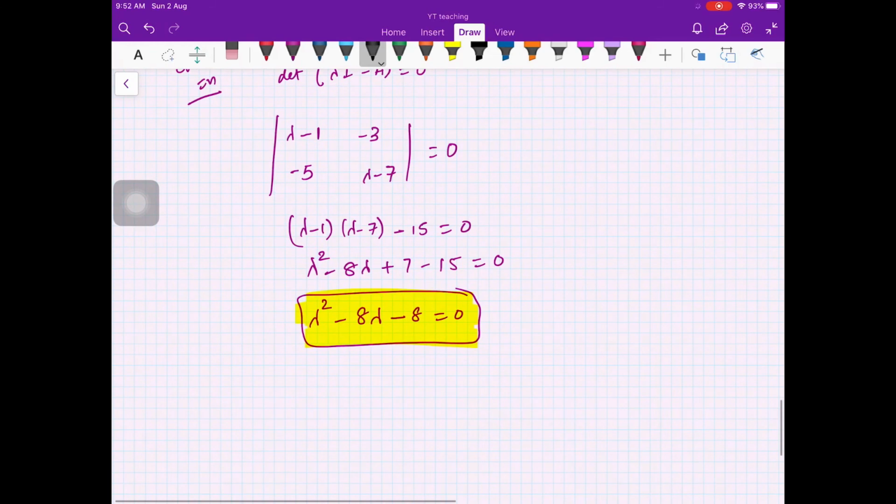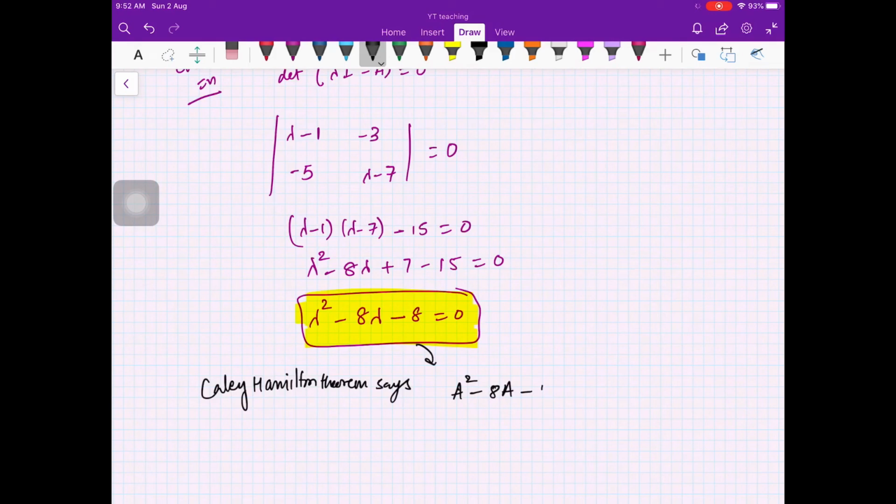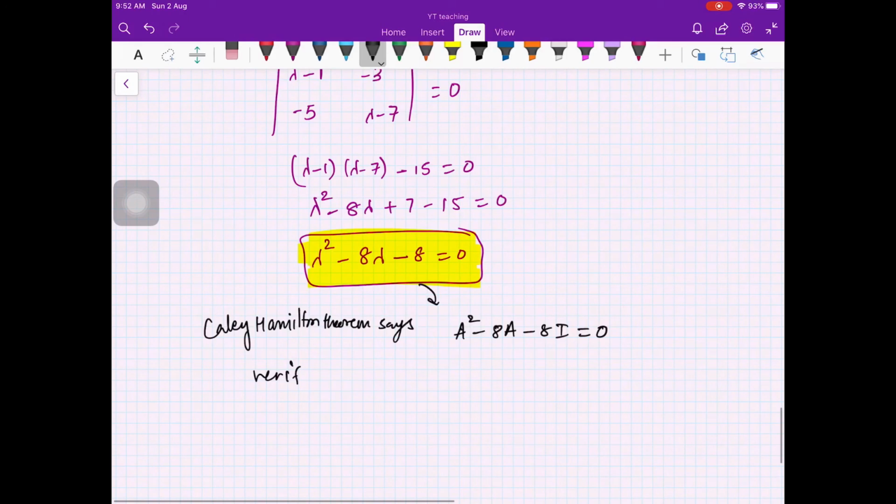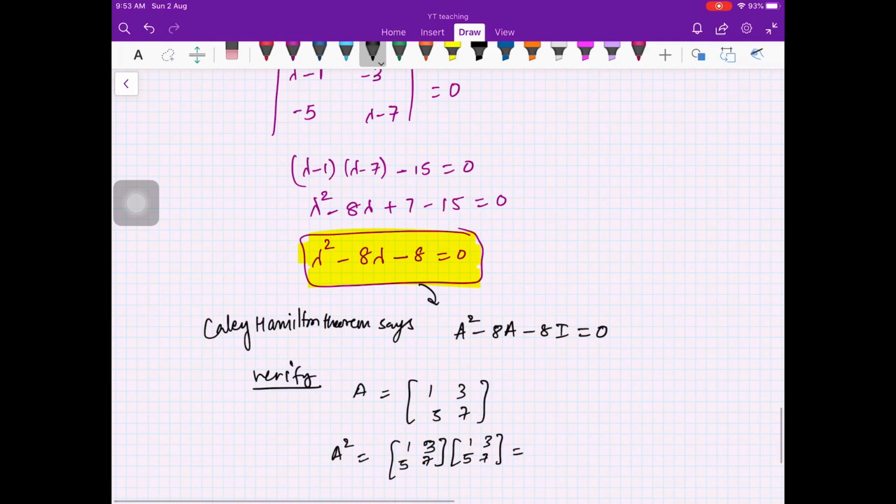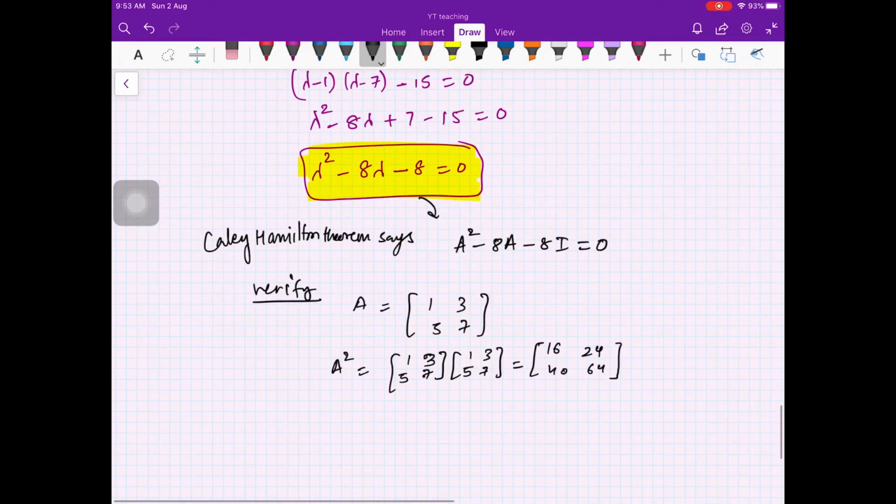Now you want to prove the Cayley-Hamilton theorem. It says that if you put A here, then A square minus 8A minus 8 identity should be 0. So let us verify this. Your A matrix here is [1 3; 5 7]. So what will be your A square? That will be [1 3; 5 7] times [1 3; 5 7]. If you compute, this will be [16 24; 40 64].